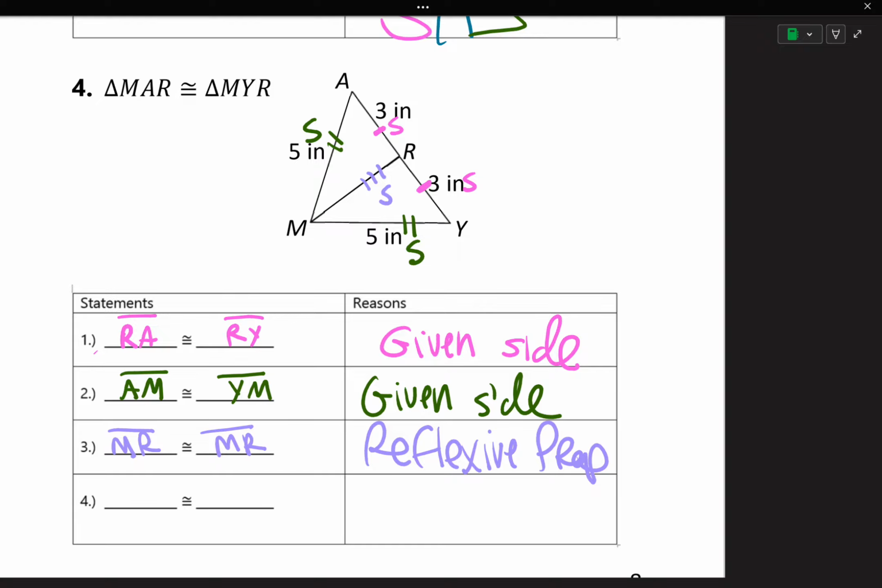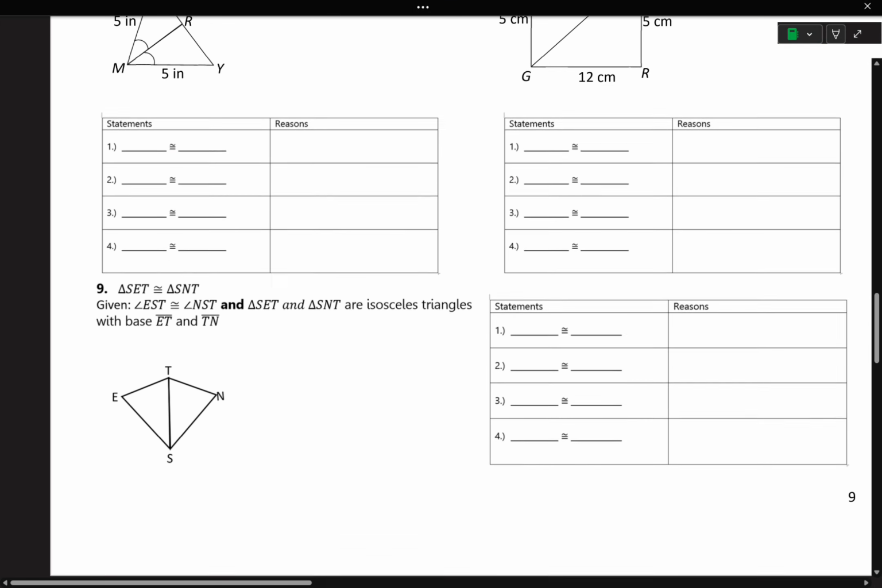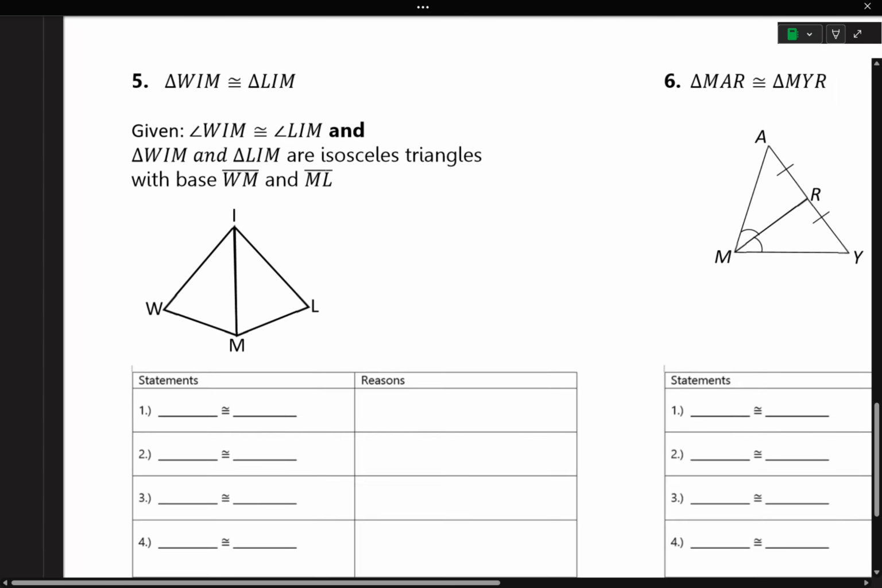So we can finally end it with triangle MAR is congruent to triangle MYR by side, side, side. Gorgeous. Onwards we go. We only have a few more to do.